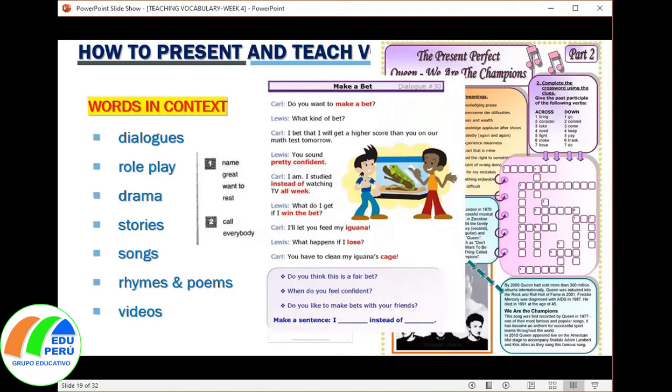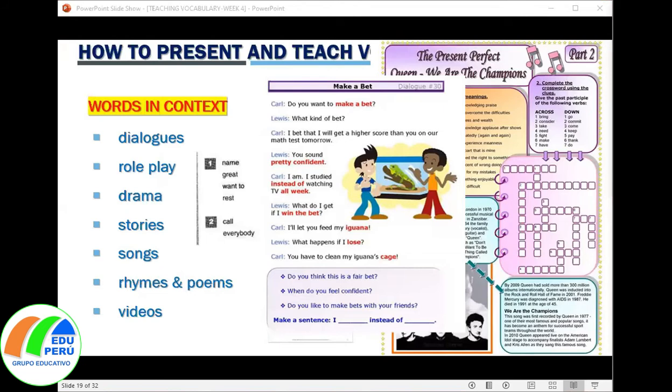What kind of bet? I bet that I will get a higher score than you on our math test tomorrow. You sound pretty confident. I am. I studied instead of watching TV all week. What do I get if I win the bet? I let you feed my iguana. What happens if I lose? You have to clean my iguana's cage.